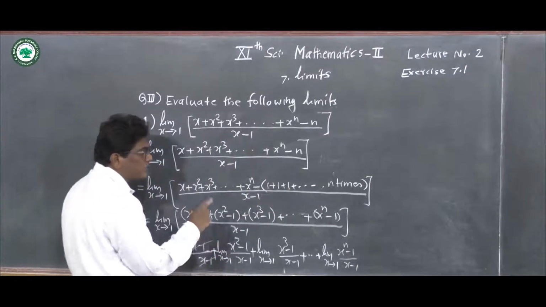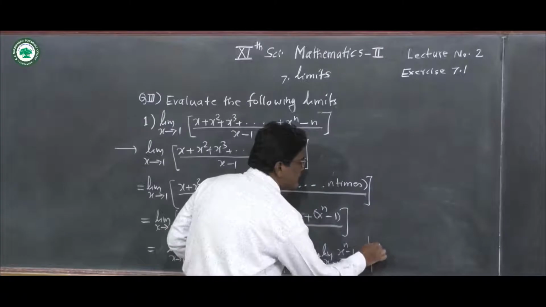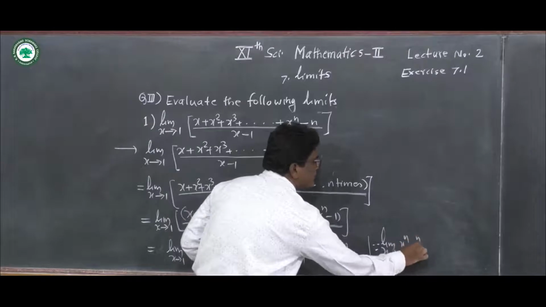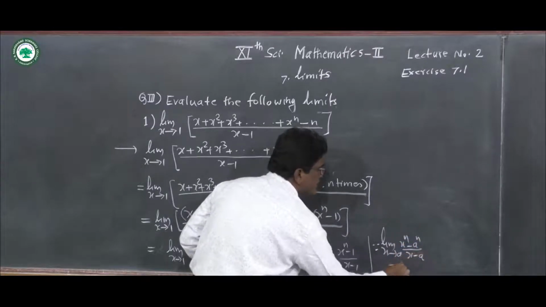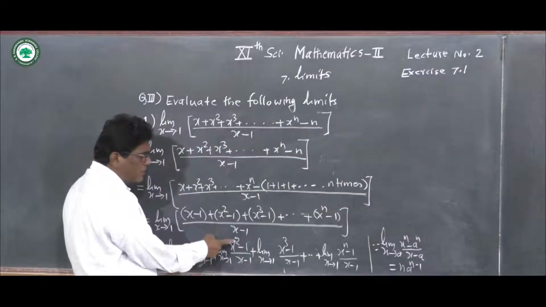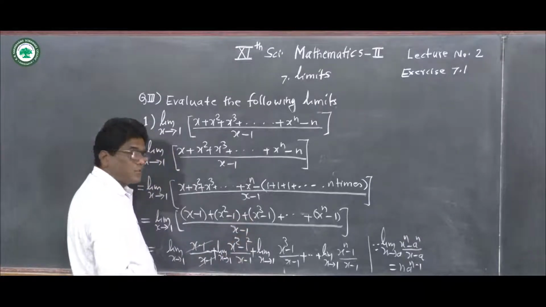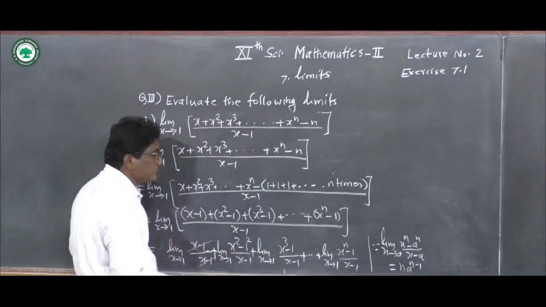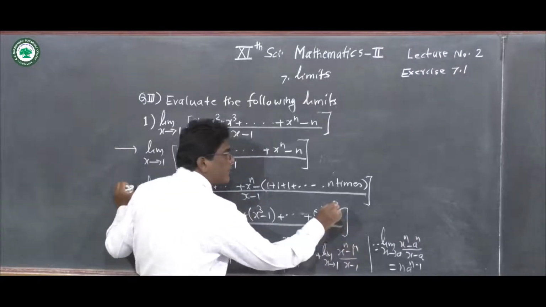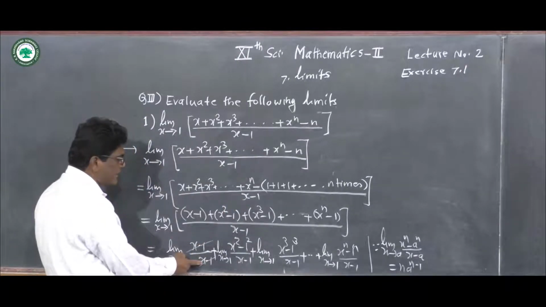Now here we have to use that standard formula. Which formula? Limit as x tends to a, x to the power n minus a to the power n upon x minus a is equal to n into a to the power n minus 1. So here power 2, therefore we take 1 to the power 2. No problem, because 1 to the power anything is equal to 1. Here power 3 we take 1 to the power 3. Here power n, we take 1 to the power n, same power, and then use the formula. So here x minus 1 gets cancelled.